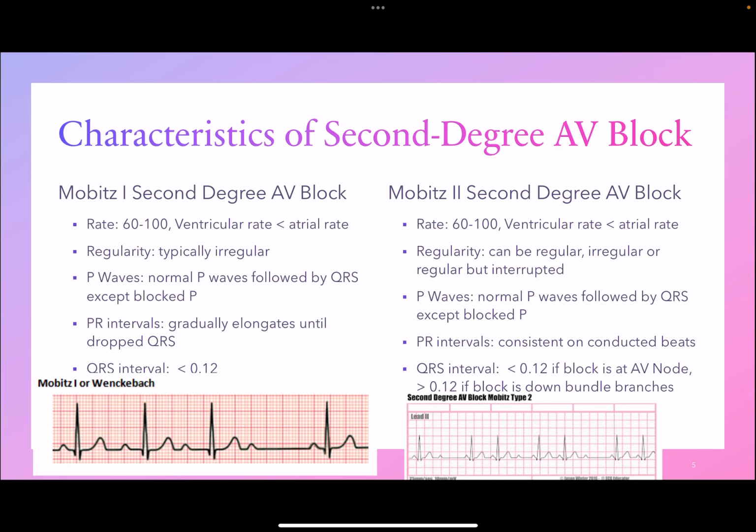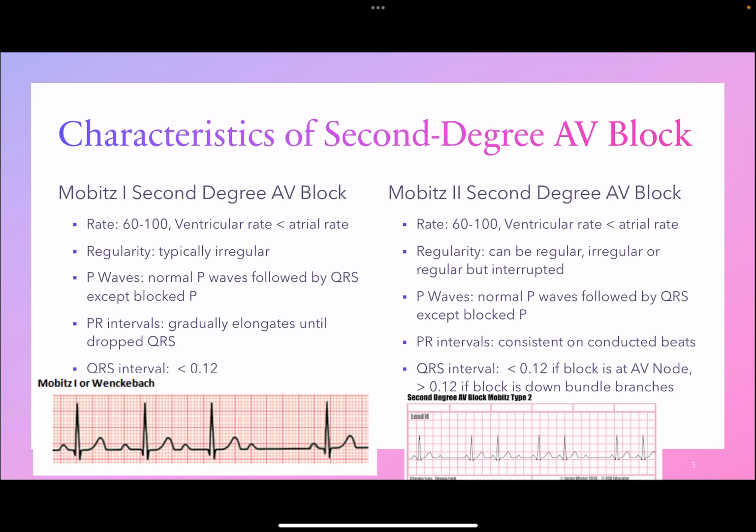Now on this one, the QRS can be normal, or can be more than a normal QRS duration. So if the block originates in the AV node, it will be less than 0.12. If it originates further down the line, it will be more than 0.12.